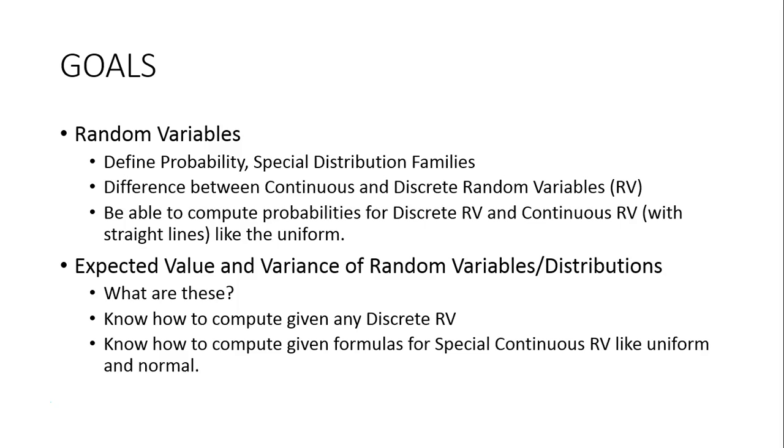So what are the goals here? For today's lesson, we'll talk about random variables. We'll talk about what probability is, special distribution families, and the differences between continuous and discrete random variables. We'll be able to compute probabilities for discrete random variables and continuous random variables. Continuous random variables are often drawn with straight lines, especially. Sometimes they have not straight lines, but we'll try to compute probabilities with straight lines, like the uniform distribution.